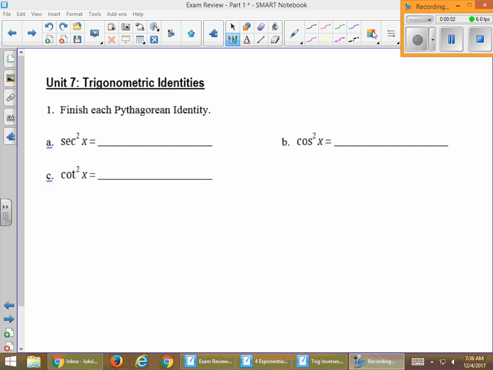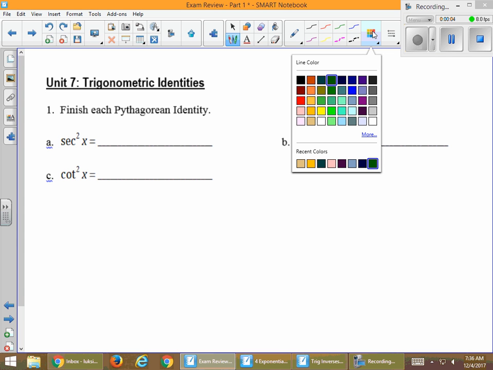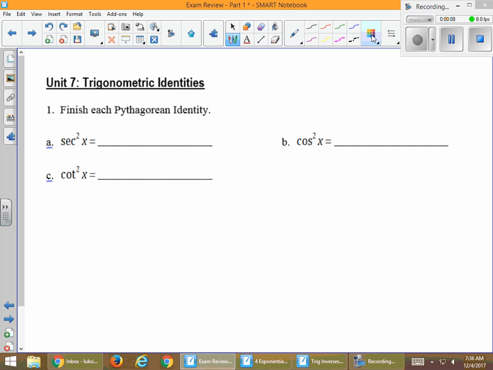All right, Pythagorean identities. You use these in trig equations, but they're really something we use in trig proofs as well. So these can go either place. Remember, for all of our Pythagorean identities, we're going to start with sine squared plus cosine squared equals 1.